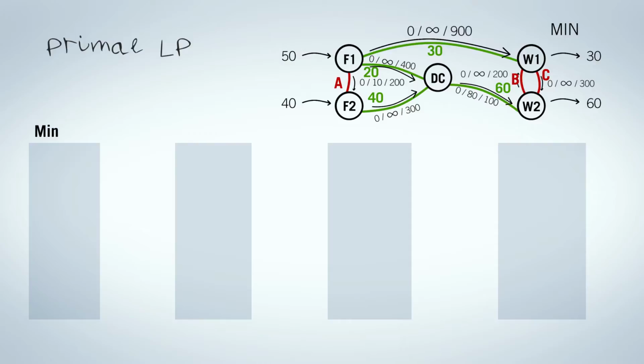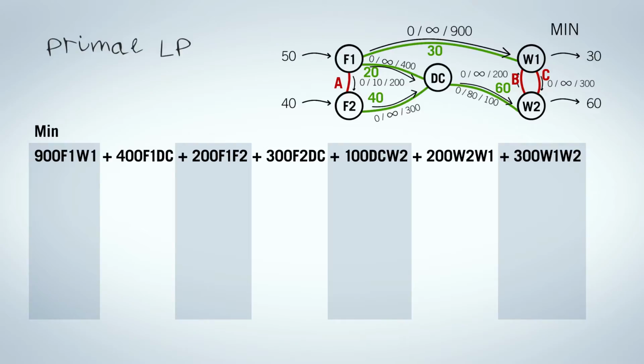It'll be minimize 900 F1 W1 plus 400 F1 DC plus 200 F1 F2 plus 300 F2 DC plus 100 DC W2 plus 200 W2 W1 plus 300 W1 W2, subject to the nodal constraints, which are F1 W1 plus F1 DC plus F1 F2 has to be equal to 50.